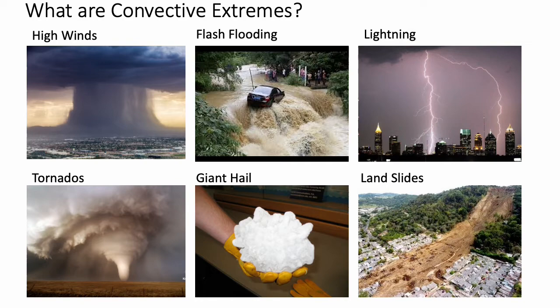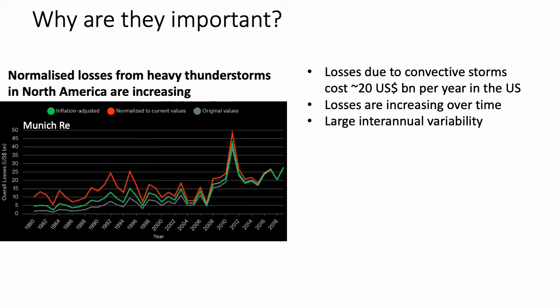So why are those important? Why should we care? If you look at insurance data, you can see that losses from convective extreme events are on the rise. This is showing here from Munich Re for North America. And you can see in current years, we are close to or above $20 billion each year that we lose because of convective extreme events. And the picture looks very similar for Europe as well.